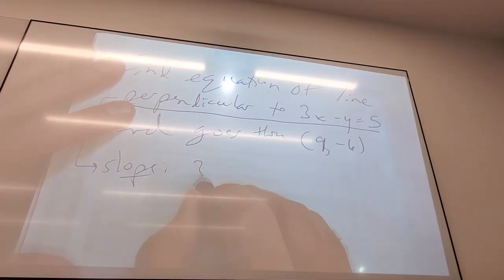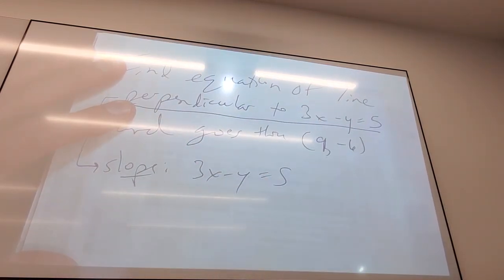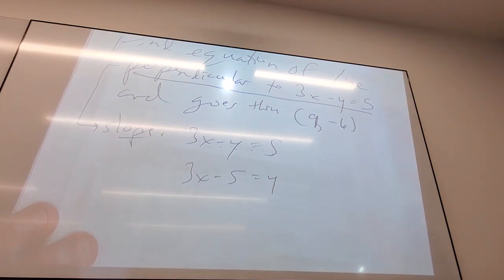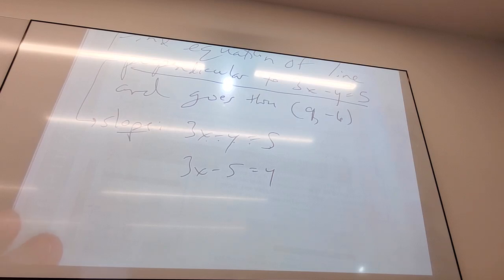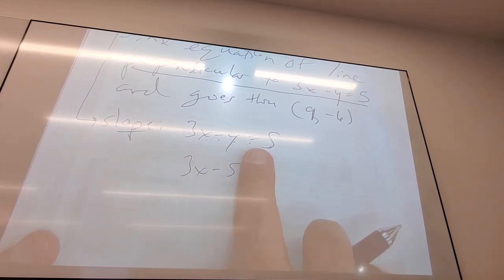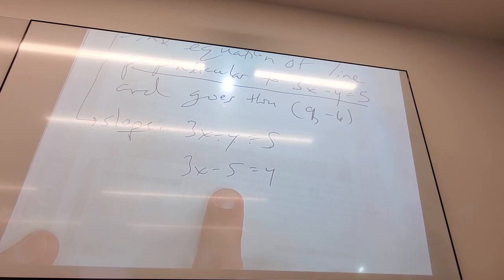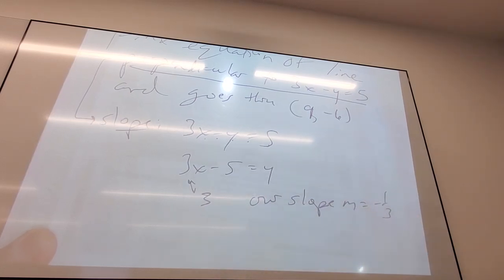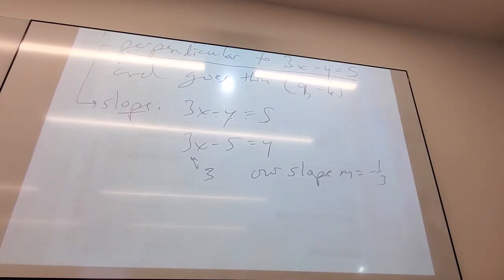So, if I take this, here's a cool thing about algebra. 3x minus y is the other one. Add y, subtract 5, you get here. So what's the slope of this guy? 3. So what's my slope?